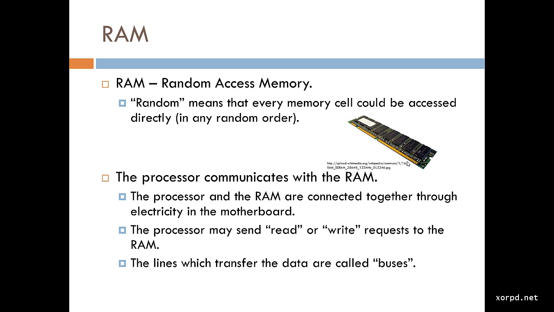The processor communicates with the RAM. You can probably see that this piece of hardware is not part of the processor. The processor is a bit smaller usually, and it doesn't have direct access to this RAM. They don't have any kind of telepathy, so they can't just agree on what they see. They have to communicate using some lines, some electric lines. The processor may send read or write requests to the RAM. The lines which transfer the data are usually called buses.